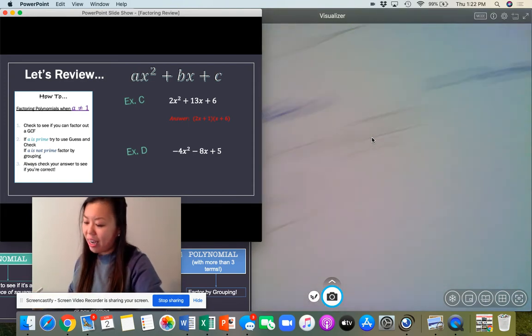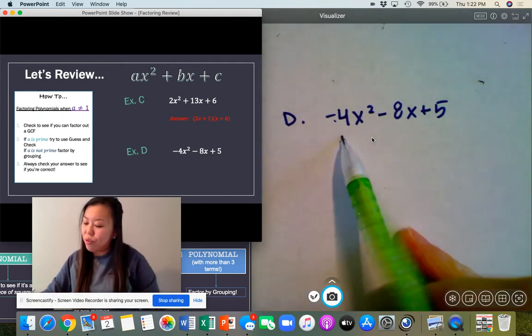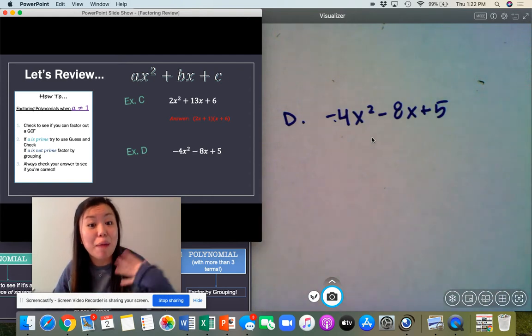All right, so let's move on to the next one. Example D gets a little bit trickier, right? I look at negative 4x squared minus 8x plus 5. My first step is to ask myself, can I pull out a GCF?